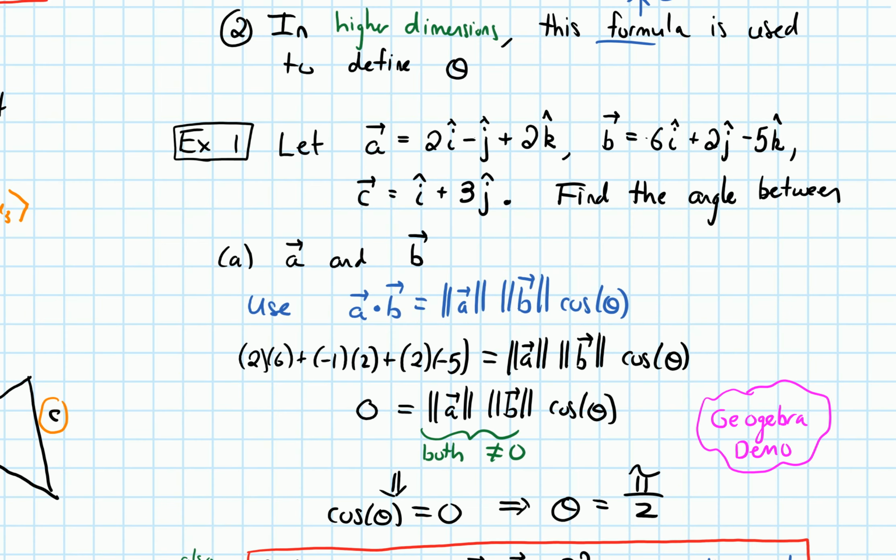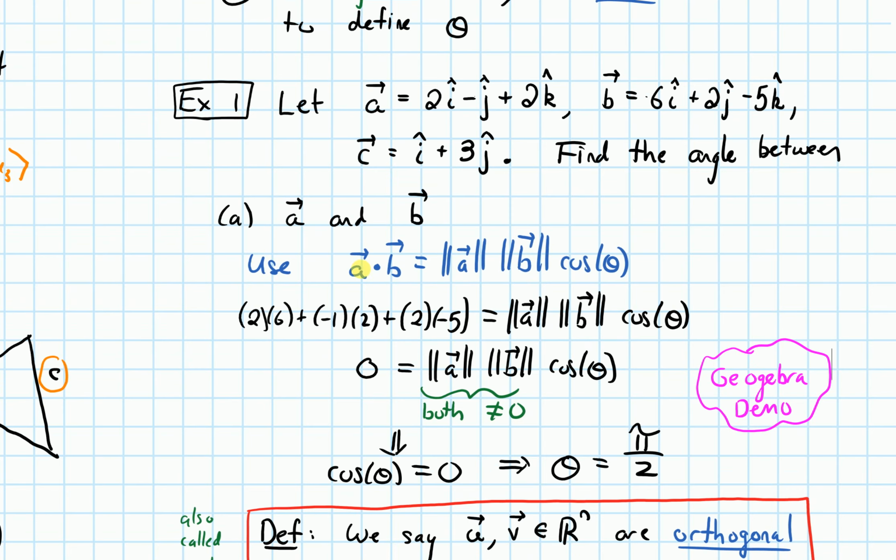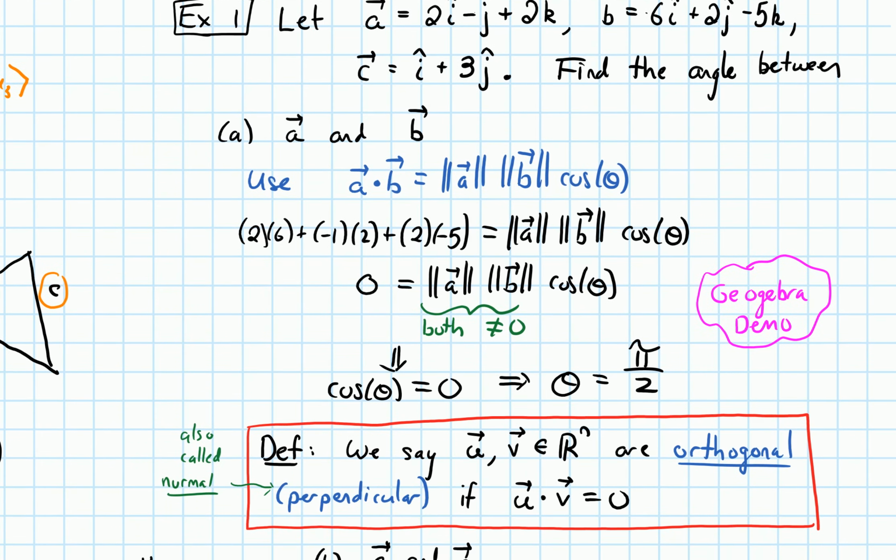All right, so one key thing that happened here was the dot product of two vectors ended up giving us 0. And when that happens, as we saw, that means those two vectors had an angle of pi over 2 in between them, or 90 degrees, which means they're perpendicular. So that's what I want to define next.